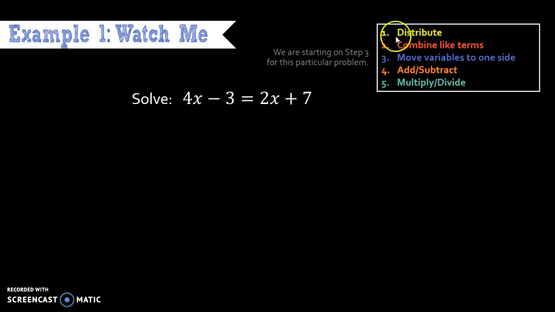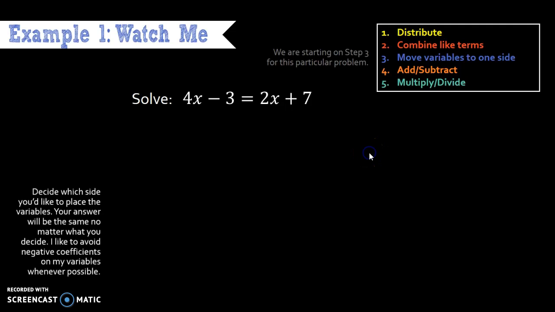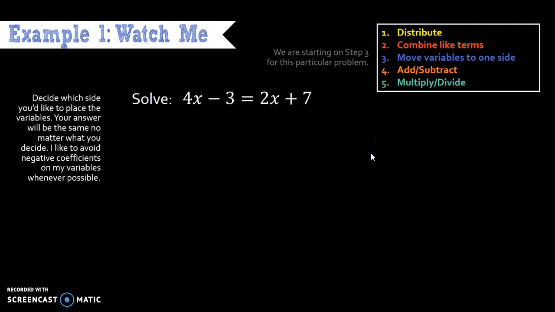For this video, we don't have any distributing or combining like terms to do. I'm just focusing on this step number 3 since that's what's new for this video. Solve 4x minus 3 equals 2x plus 7. We're going to start by moving our variables to one side. So you need to decide where you'd like to place your variables. Your answer is going to be the same no matter how you do it, but I like to avoid negative coefficients on my variables whenever I can.